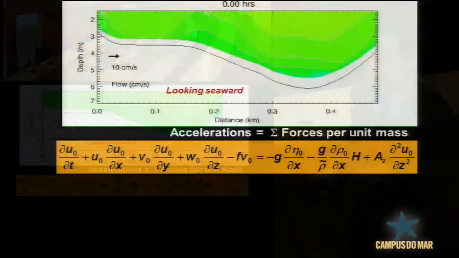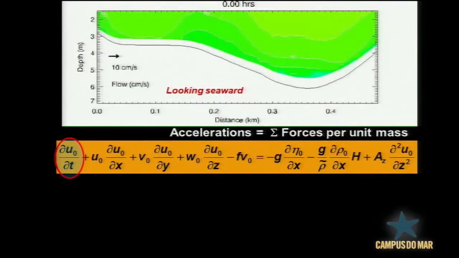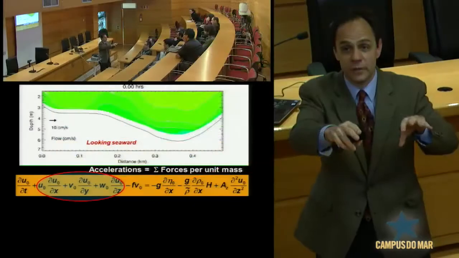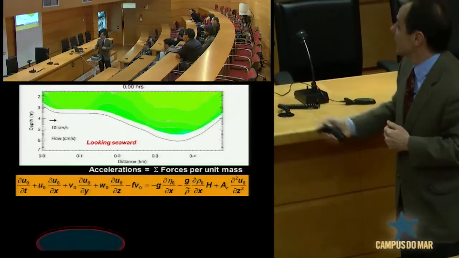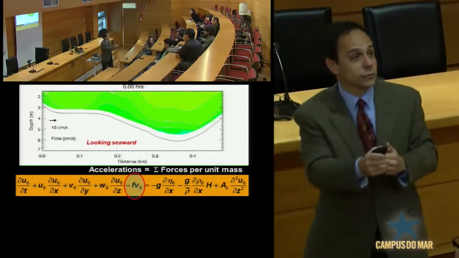If we start from the left-hand side, the first term is the accelerations at one point in space. How does the flow change in time? Those subindices in the U, the zero subindex that you see there, mean that I'm referring to tidal flows. So that's the local acceleration. Then we have the accelerations of the flow produced by spatial gradients in the flow. Those are called the advective accelerations. How the tidal flow might be stronger, as we saw in the channel, than over the shoal. Those will cause accelerations. And then the next term is the effect of the Earth's rotation, the Coriolis acceleration.